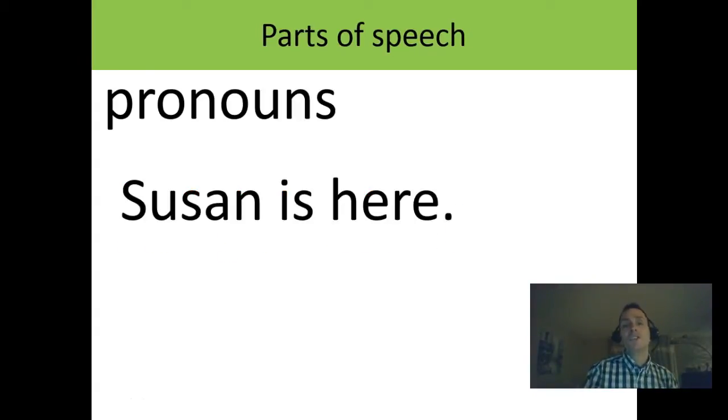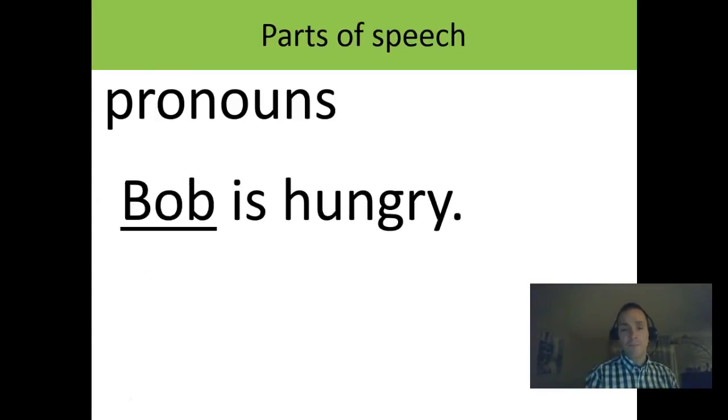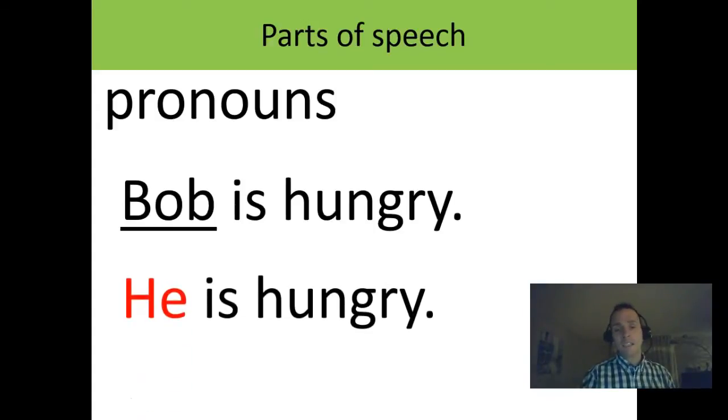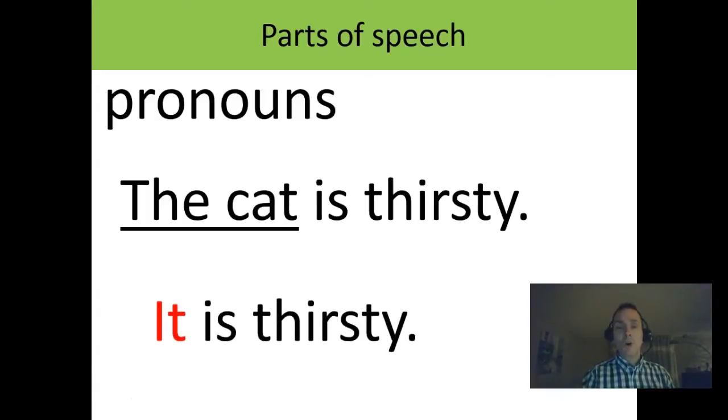Now, you can say Susan is here, or you can say she is here. So if you are talking about a female, you will say she. We can say Bob is hungry, or we can say he is hungry. We can say the cat is thirsty, or we can say it is thirsty. Now, when we are talking about animals, we can say it, but often people, especially if you are talking about your pet, such as a cat or a dog, we often use he or she for those animals.